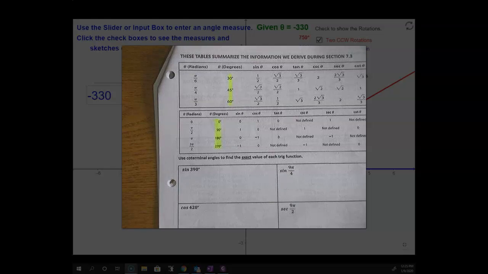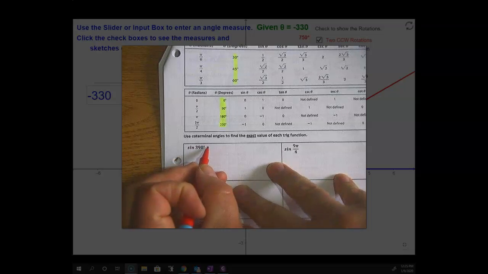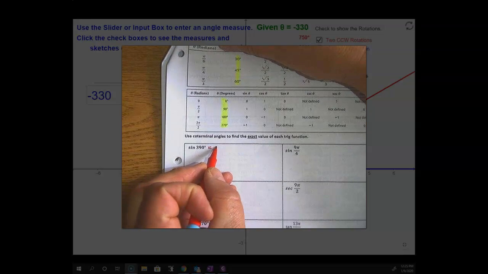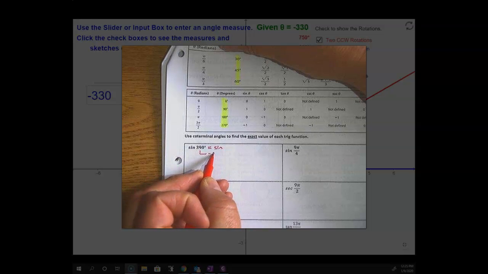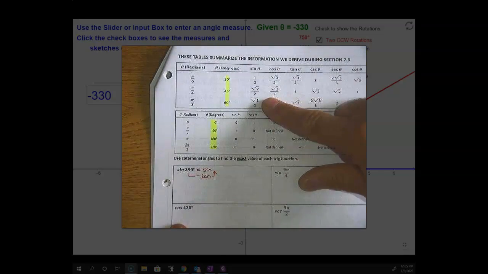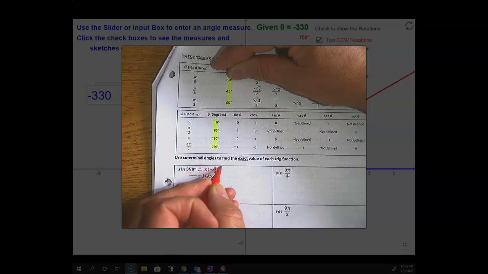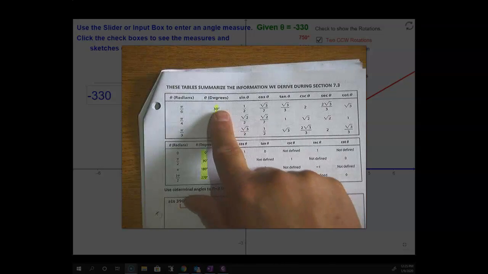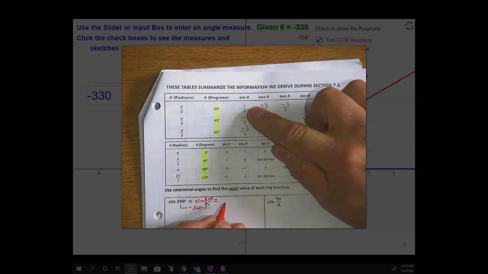All right, so we're going to take this 390 and we're going to change it into a coterminal angle. So 390 is bigger than 360. So if I take that 390 and I subtract 360 from it, I can turn it into an angle that I have on this table. 390 take away 360 is 30. And then all you got to do is look it up on the table. Okay, 30 degrees, sine 1/2.